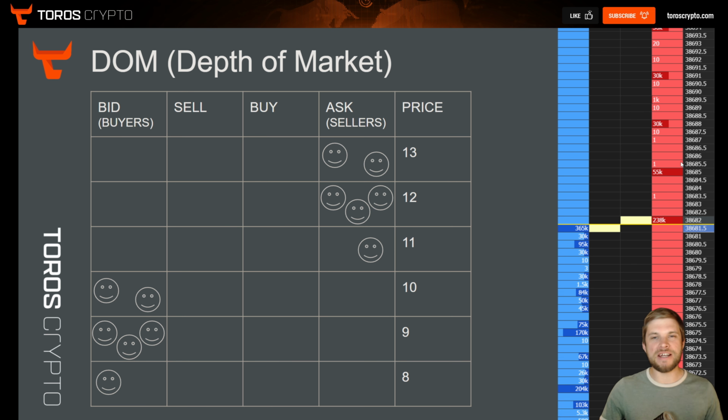Now imagine for a moment that Toros Crypto are releasing a new set of merchandise out to the public, and we are creating an auction, we're creating a marketplace. Now we've already distributed some of our product out to these people that you see in front of you just here. These are looking to sell the product.